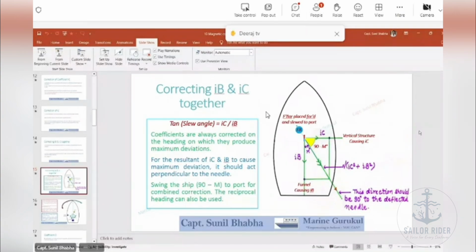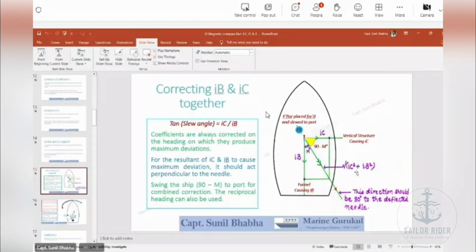Go ahead, beta. Sir, by calculation we'll get 90 minus m, and we swing the ship in that direction. Then what we will do with the flinder bars is for the athwartship and for the forward and up direction. You mean to say, beta, what will be the length of the flinder bar? Is that the question?